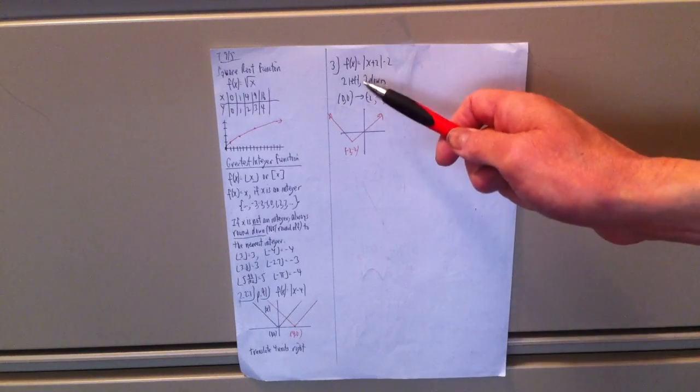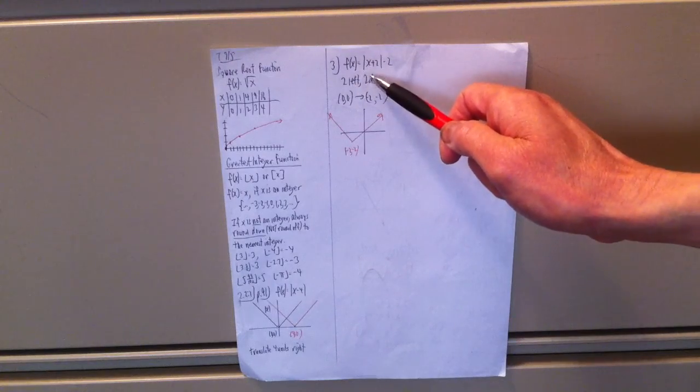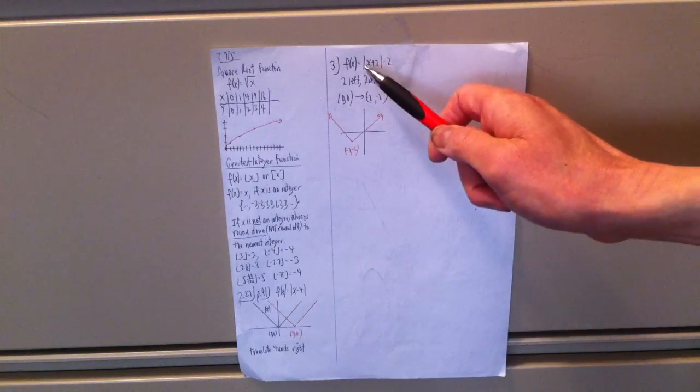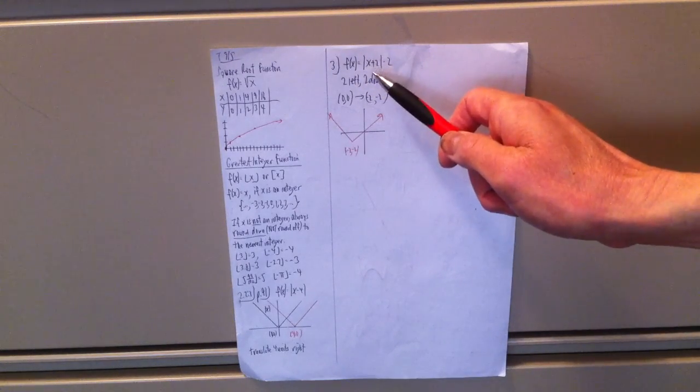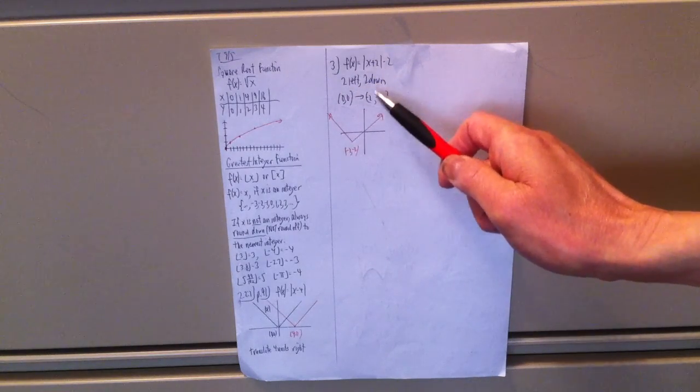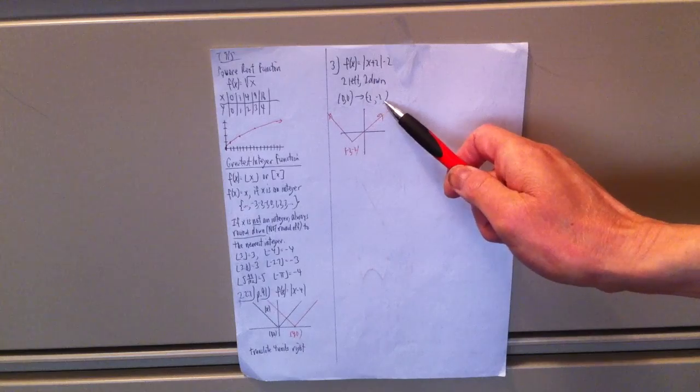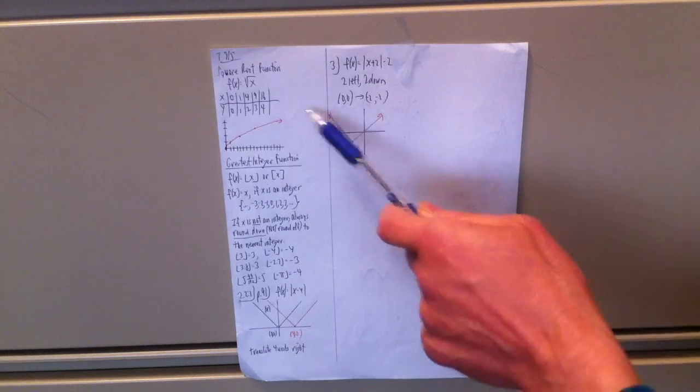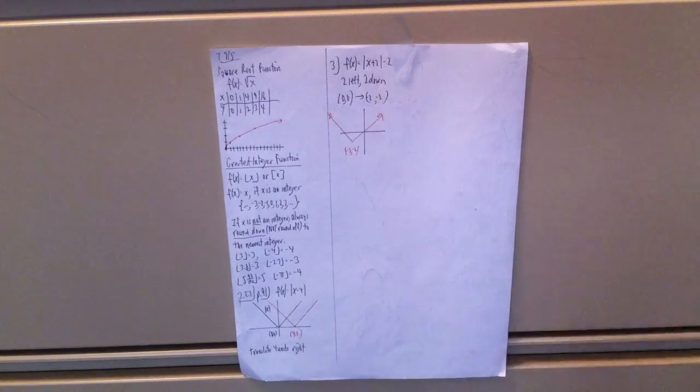And then over here, if you have f of x equals absolute value of x plus 2 minus 2, you take your basic v-shape, vertex at the origin, and this means 2 to the left and 2 down. So if I go 2 left and 2 down, 0, 0 becomes negative 2, negative 2. So that becomes the graph of the function of absolute value of x plus 2 minus 2.